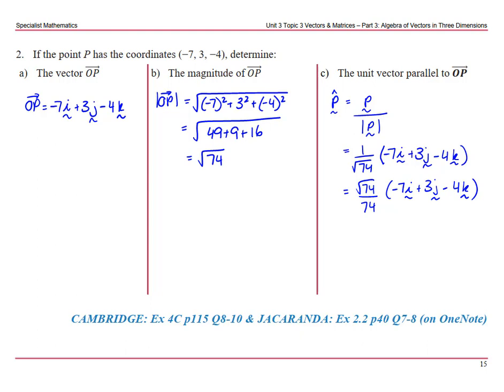Now just a note, some textbooks will write it as -7i with the hat plus 3j with the hat, representing the unit vector. So just beware of that as well in terms of notation.